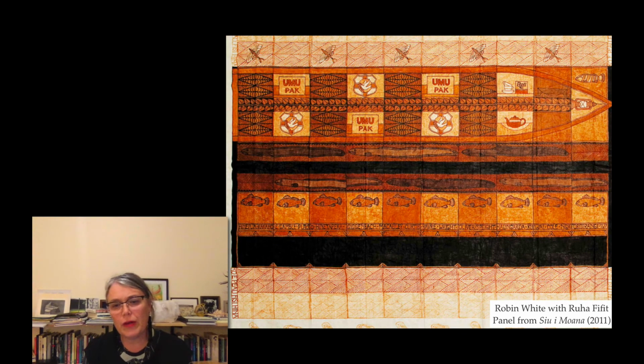Or this collaborative work by Robin White and Ruha Fifita, which is a massive tapa panel, meters and meters wide and high, in which we see the early economic exchange across the Pacific. We see umu and betel tea going one way, and we see fish and flying fish and species going the other way. And then we see the long-finned eel. So we see the boats, we see the exchange of bodies, we see the exchange of goods occurring across the surfaces of this work.